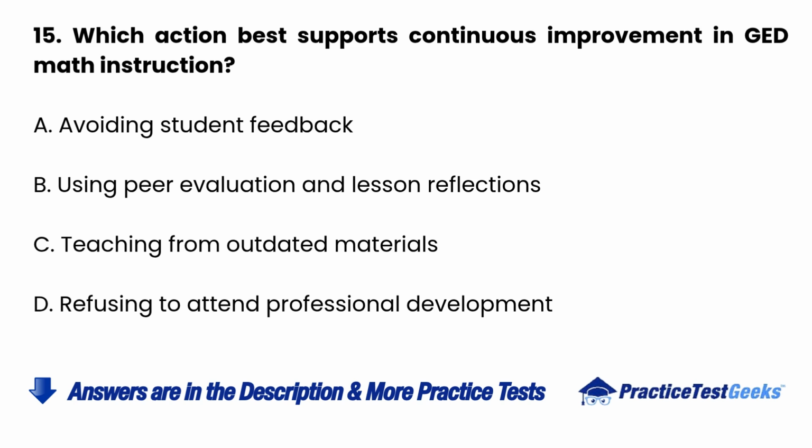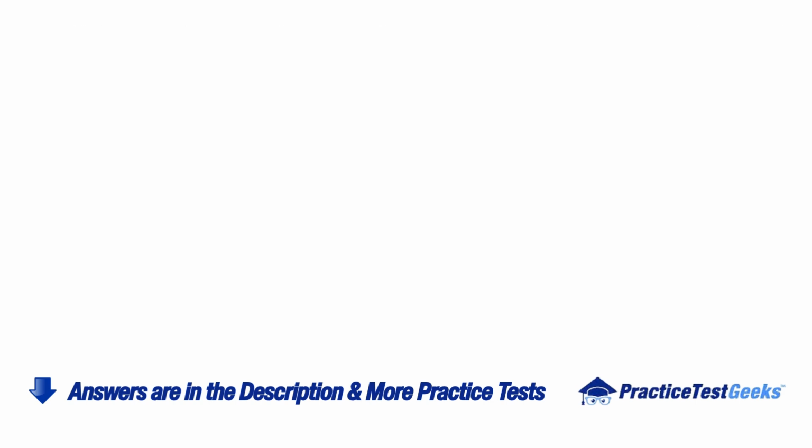15. Which action best supports continuous improvement in GED math instruction? A. Avoiding student feedback. B. Using peer evaluation and lesson reflections. C. Teaching from outdated materials. D. Refusing to attend professional development.